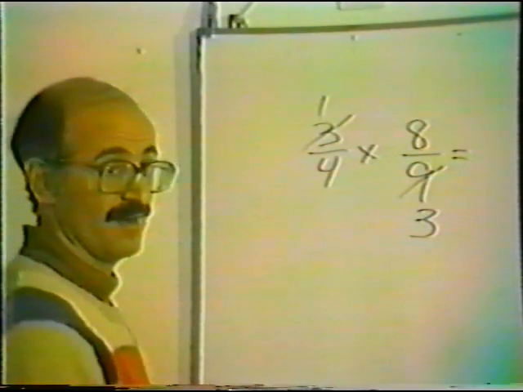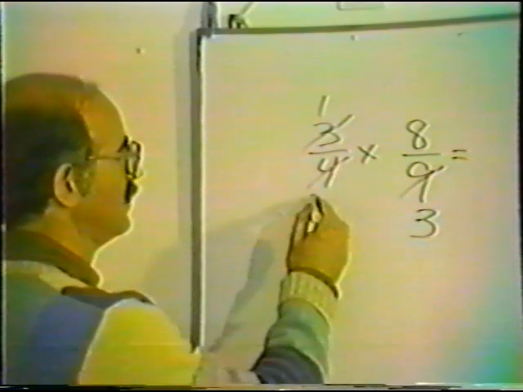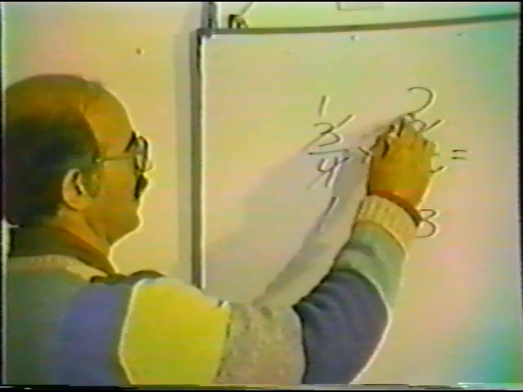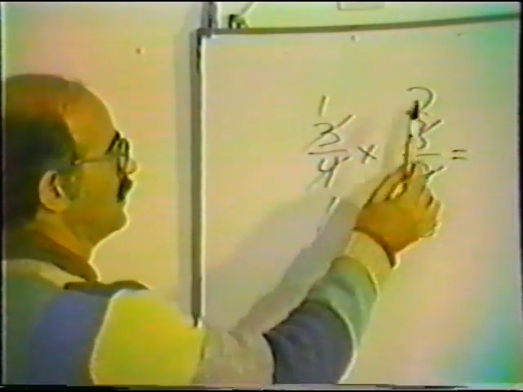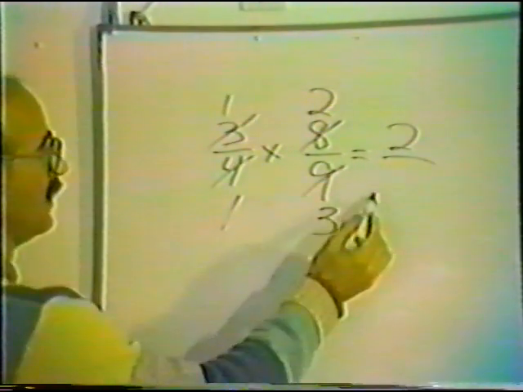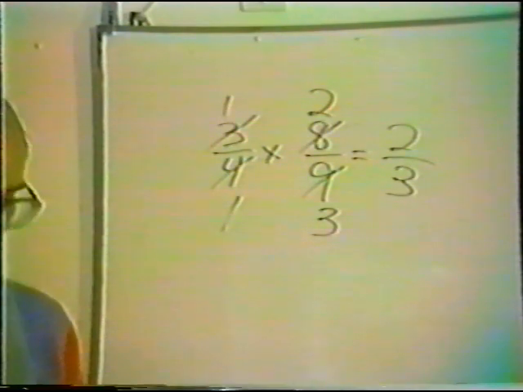What else can I do? What's the other pair? 4 and 8. 4 into 4 is 1. 4 into 8 is 2. Now we'll multiply across. 1 times 2 is 2. 1 times 3 is 3. The answer is 2/3.